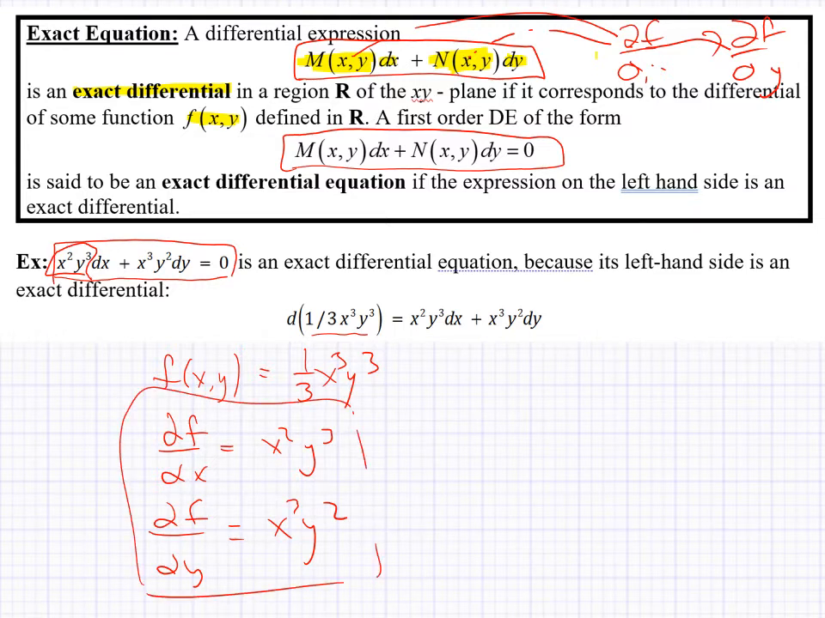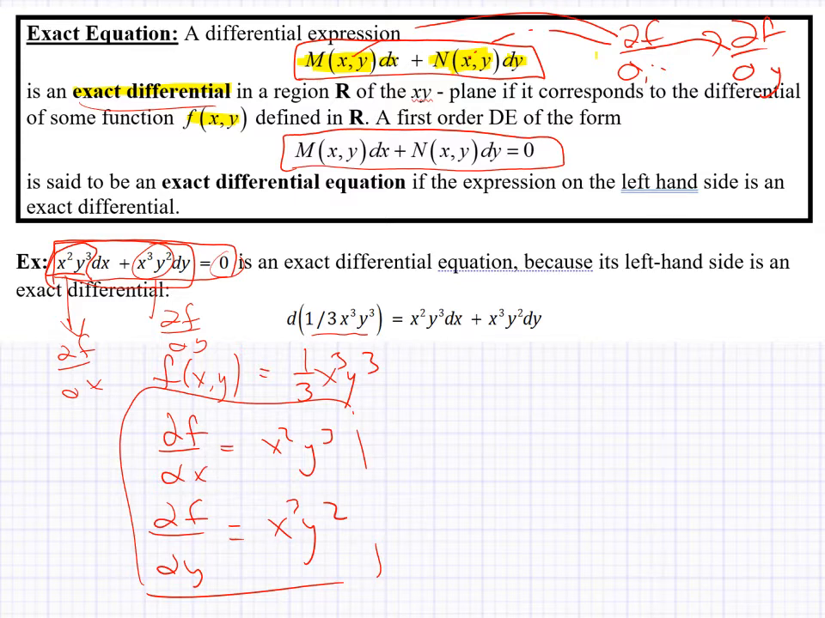So if I look at these two pieces here for this function, this N is the partial of some function with respect to y, and this M is the partial of that same function with respect to x. If this fits that setup, then the left-hand side is an exact differential, and since I then set it equal to 0, the right-hand side is 0. This whole thing is an exact differential equation.